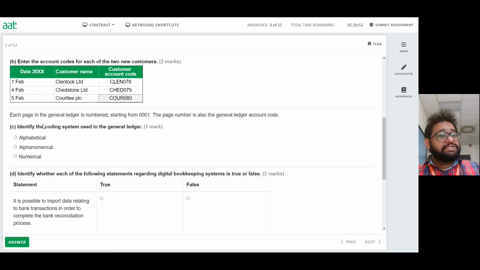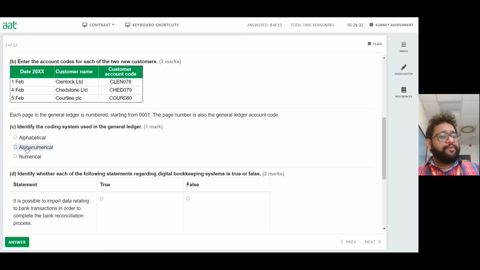That's fine. Each page in the general ledger is numbered starting from 0001. The page number is also a general ledger account code. Identify the coding used in the general ledger. Is it alphabetical, alphanumerical, or numerical? If you look at that here, it's just numbers.